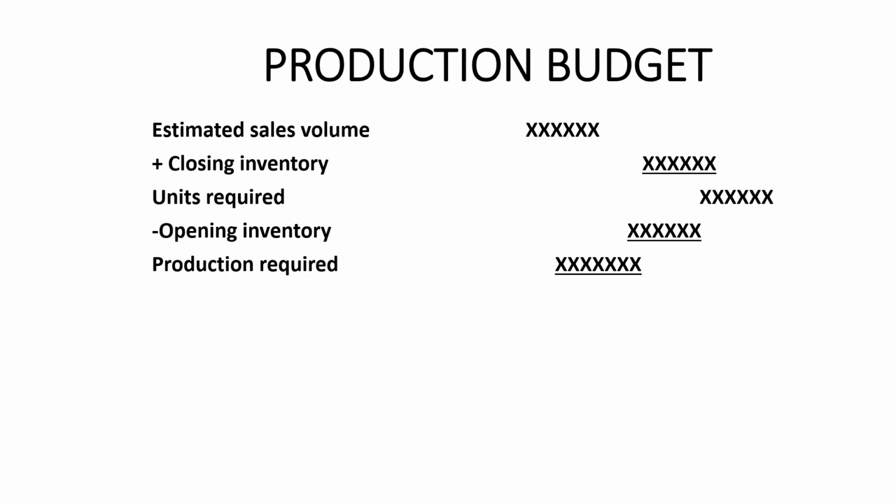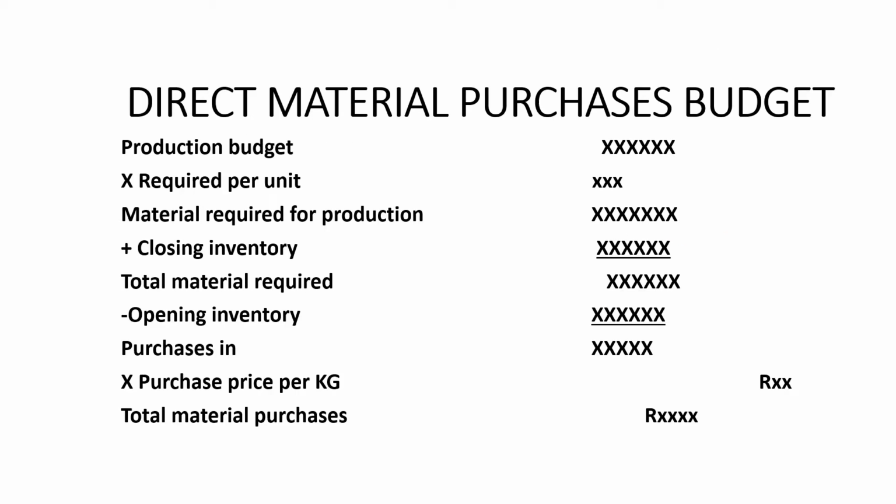Second budget in line is our production budget. Number 1, you have to identify your estimated sales volume and add your closing inventory. Then it gives you units required. You less your opening, then you get your production requirements. If you know your production requirements, then you'll know how many materials to buy. Direct materials purchases budget is next.